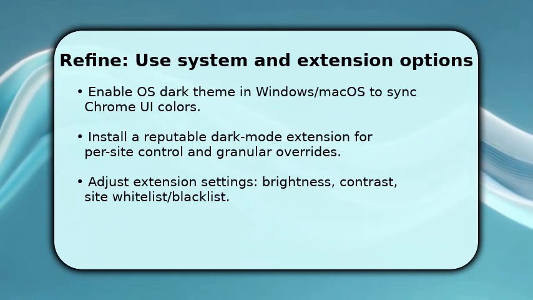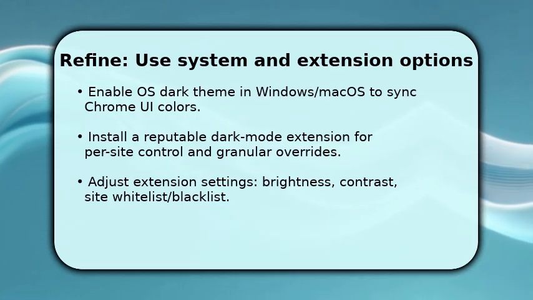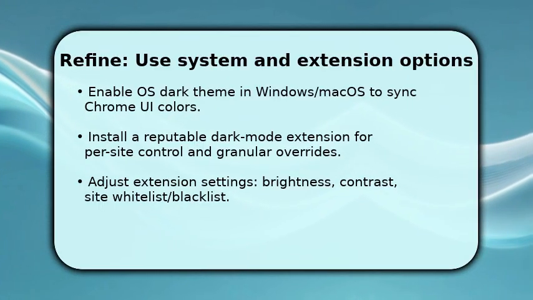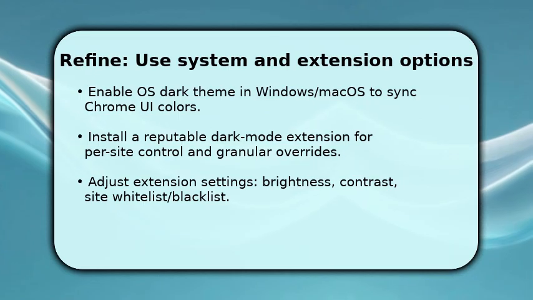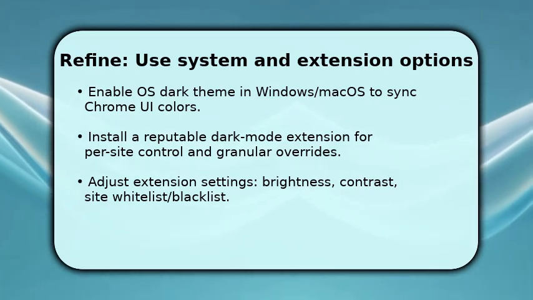Then install a trusted dark mode extension to handle sites that still look off. Extensions let you tweak brightness, contrast, and inversion behavior. Make sure to configure a whitelist or blacklist for sites you don't want altered. These combined controls give you consistent dark visuals while preserving readability.